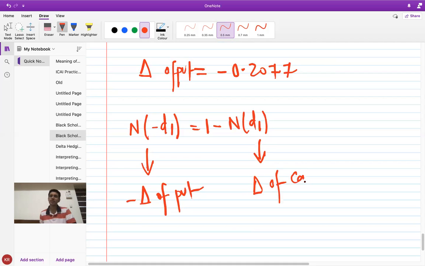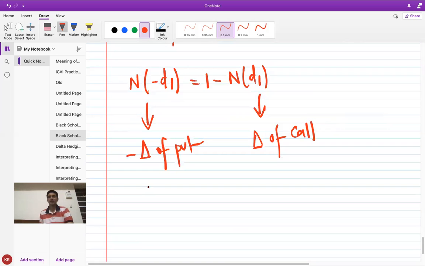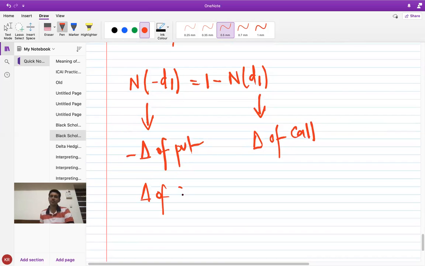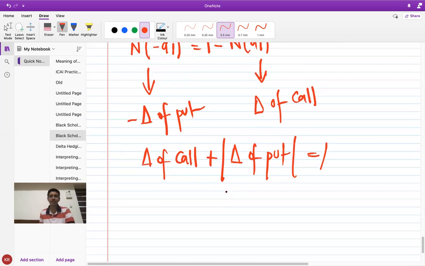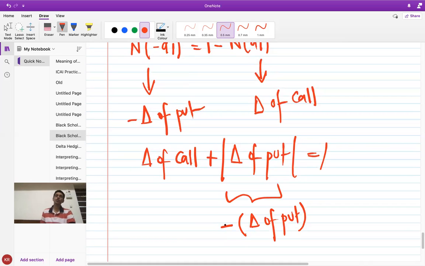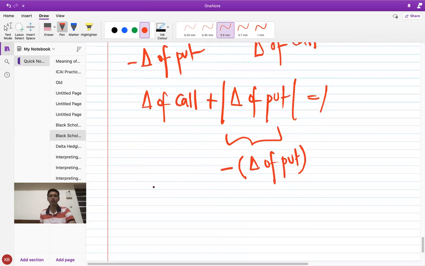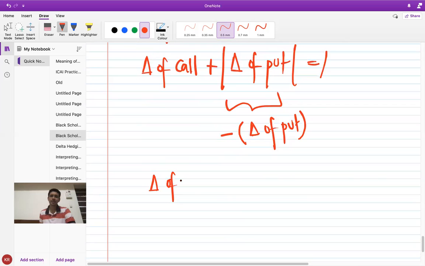And if you remember, delta of call plus absolute value of delta of put should be equal to 1. Absolute value of delta of put is nothing but minus of delta of put, because delta of put is negative, and when you do minus of delta of put, you get a positive number, right? So delta of call minus delta of put is actually equal to 1.